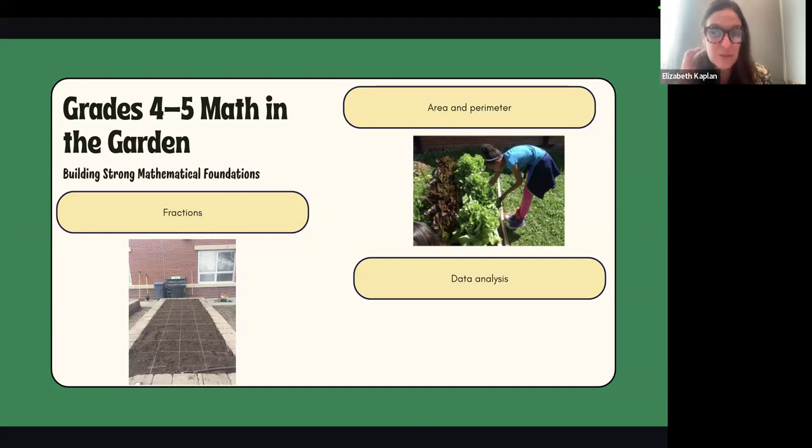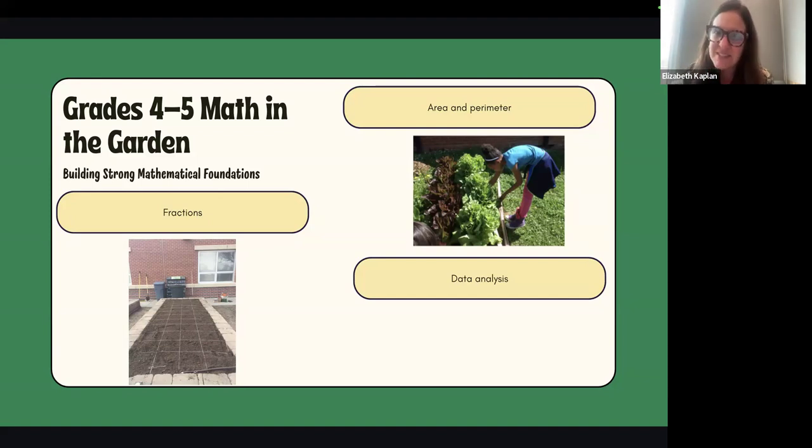I have data analysis here. You can just be giving students more complex data sets to work with as they get older, and there's a ton of data sets you can do. In terms of area and perimeter, this is a picture of one of our students in one of our old beds. We have new beds now. I miss our old beds. Measuring and actually doing area and perimeter of our existing garden beds, and that was during math class.